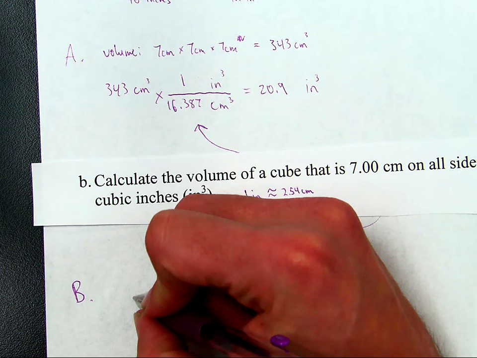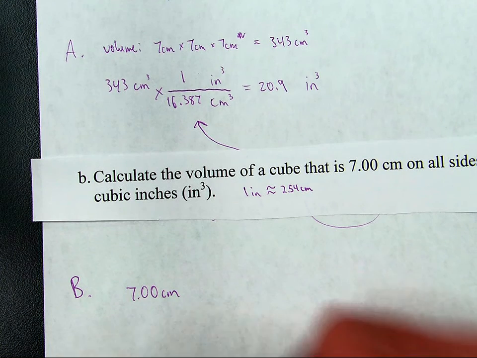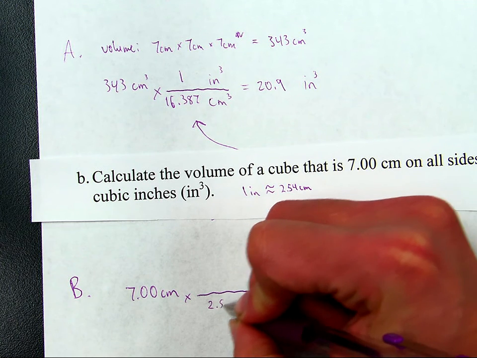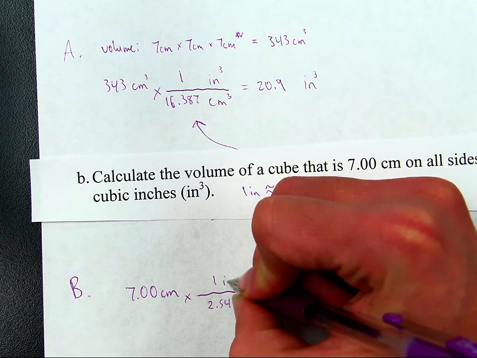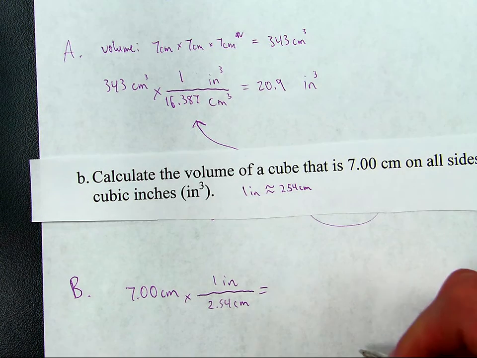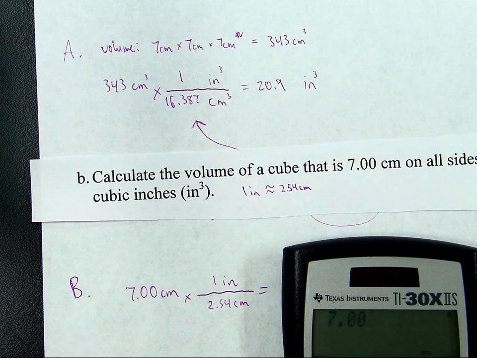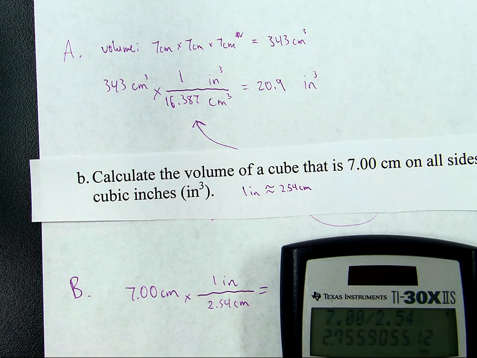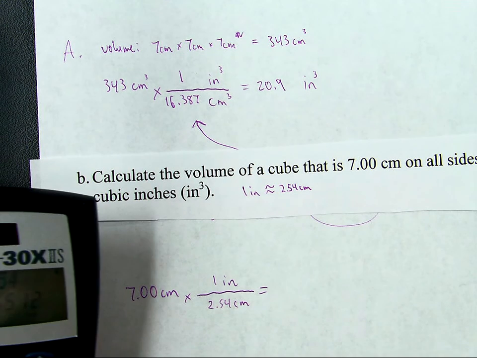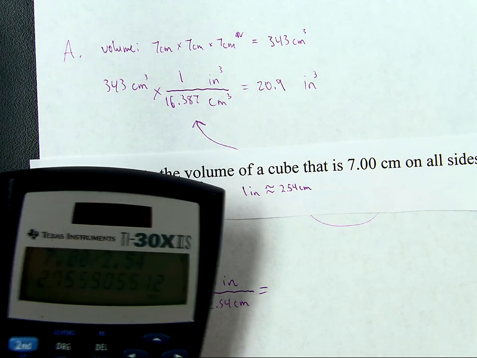Okay, your cube is 7.00 centimeters on each side, times 2.54 centimeters per 1 inch. That way centimeters cancel centimeters, gives me inches in the final answer. Alright, let's see how that calculates out. 7.00 divided by 2.54 is that. Now technically I should have 3 significant figures, but I'm not going to round just yet because I'm not done calculating yet. So I'm just going to call this 2.7559.